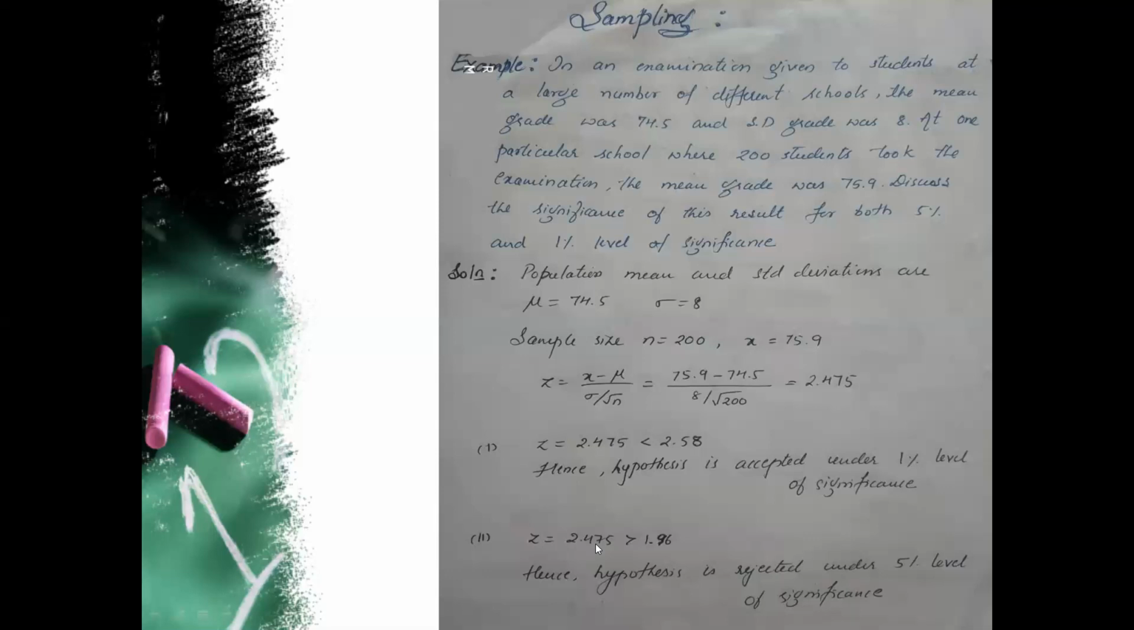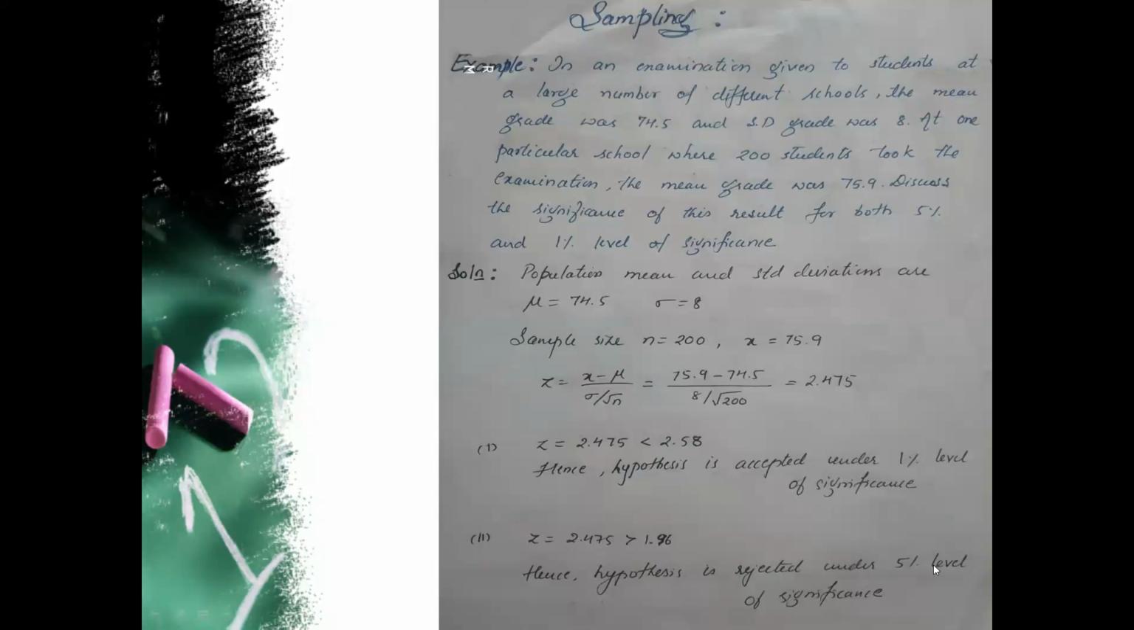Now 2.475 is greater than 1.96. Hence here the hypothesis is rejected under 5% level of significance. The 5% level of significance value is 1.96, and we see that our value of z is greater than 1.96. Hence we reject the hypothesis.